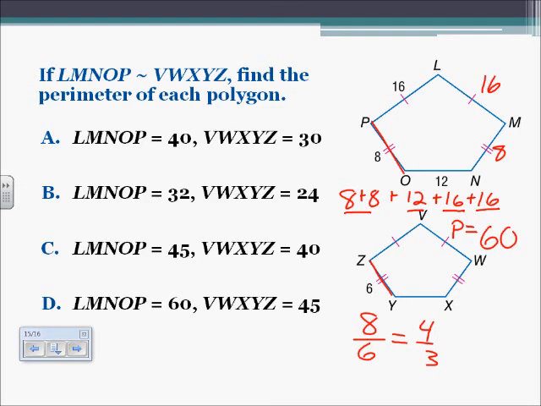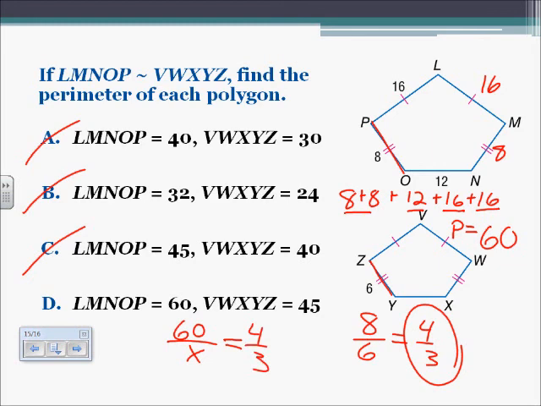And if we just look at our list here, we know it can't be A, B, or C because the perimeter of LMNOP is 60. But to show that we do have 45 as the perimeter of VWXYZ, we have 60 over the perimeter of the unknown figure, x, equal to the ratio between the two figures, which is 4/3. Cross multiply, and we have 180 is equal to 4x. And when you divide 180 by 4, you're going to get x is equal to 45. So our final answer is D.